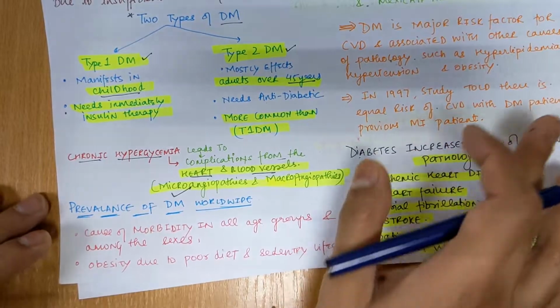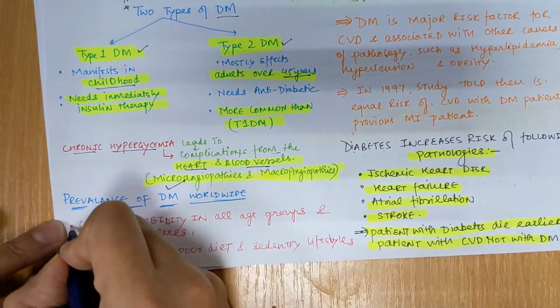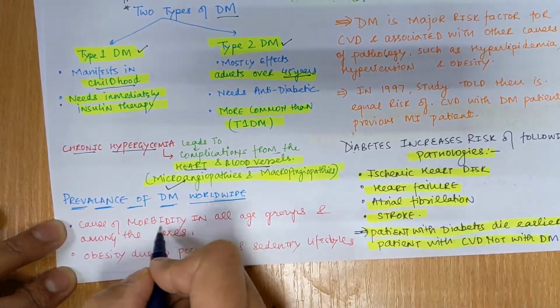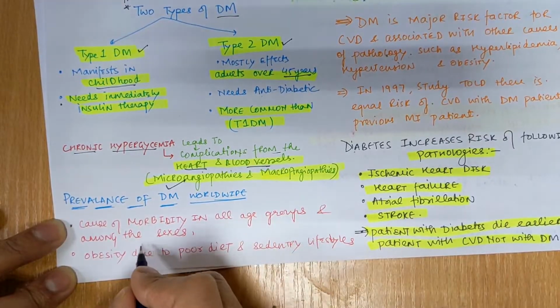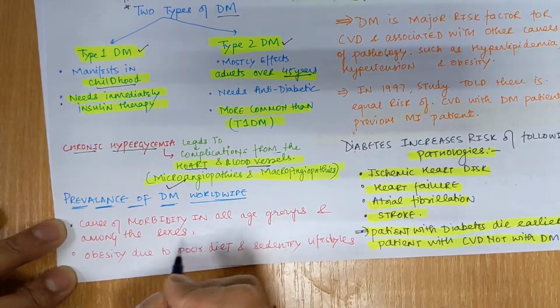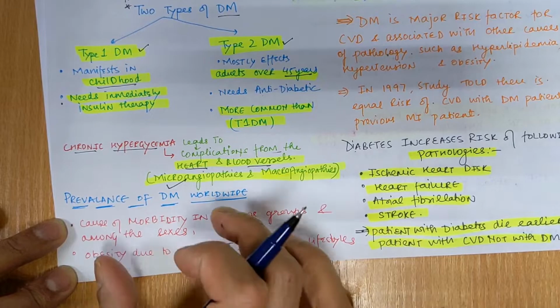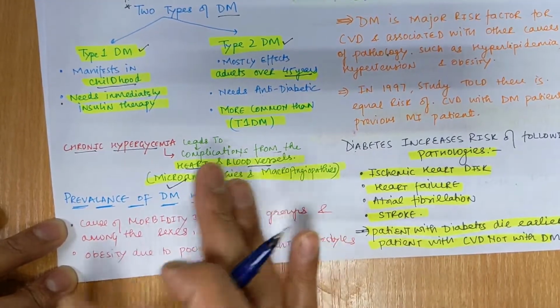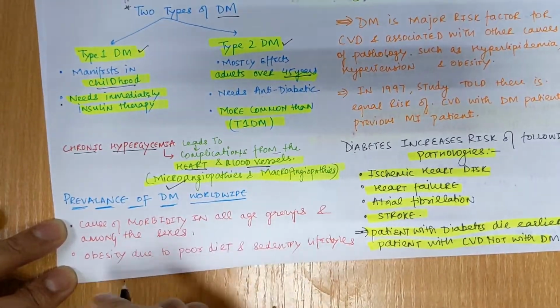Now what is the prevalence of diabetes worldwide? What are the statistics for diabetes? It is a cause of mortality in all age groups and among both male and female, so it causes death in all age groups and across all genders.